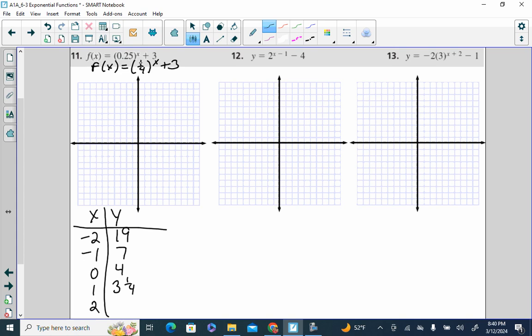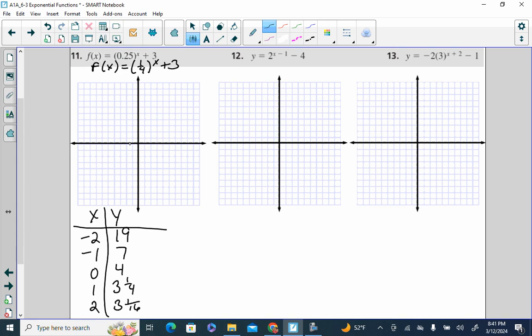And then we have (1/4) to the second power. Is that 1/8? No, 1 over 4 squared. No, that's not 1 over 8. It's 1 over 16, because 4 squared is 16. So it's 1 over 16 plus 3, so it's 3 and 1/16. Right, I'm going to graph this.